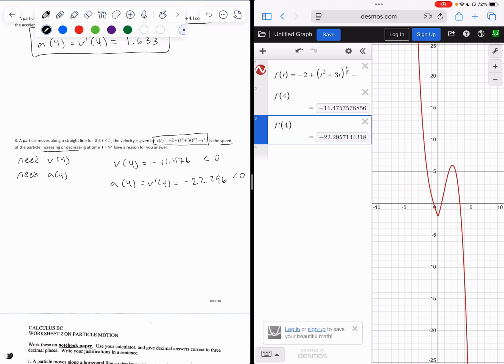And so that's what we would put at t equals 4. The particle is speeding up, or the speed is increasing. And this is because the acceleration at 4 and the velocity at 4 have the same signs.